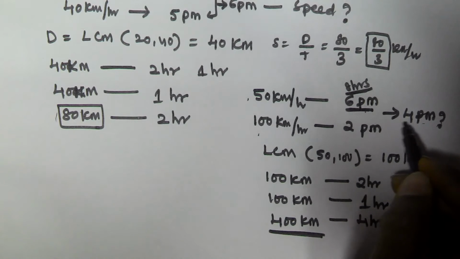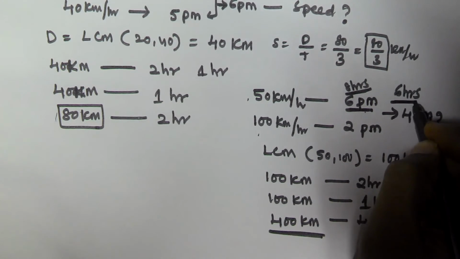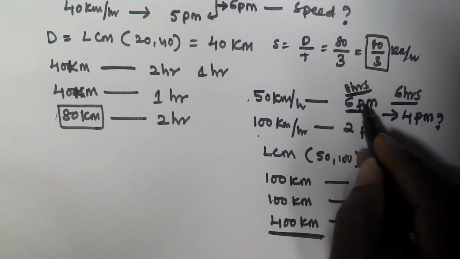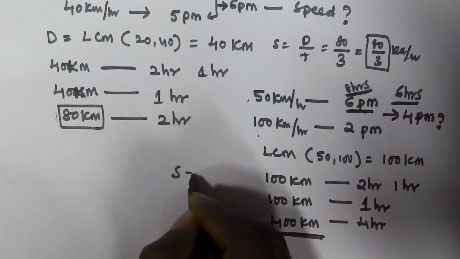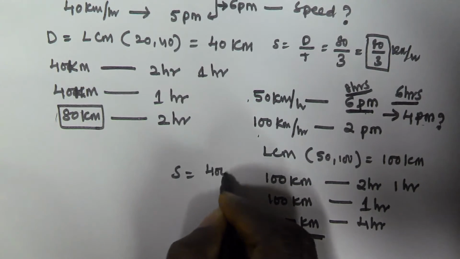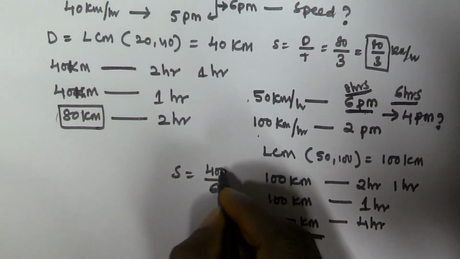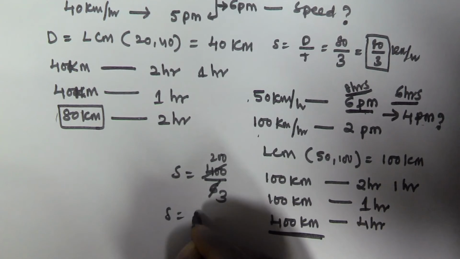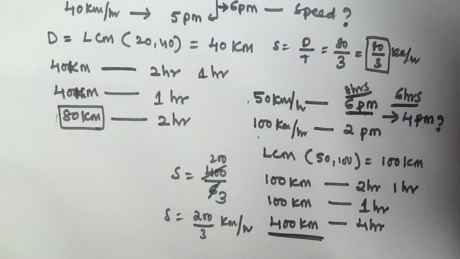So to reach at 4 p.m., he has to travel 6 hours. The distance is 400 kilometers and his journey duration is 6 hours. So the speed is given by distance, that is 400 kilometers, divided by time taken, that is 6. That is 2 threes are 6 and 2 200. So the speed is going to be 200 by 3 kilometers per hour. I hope you got this one.